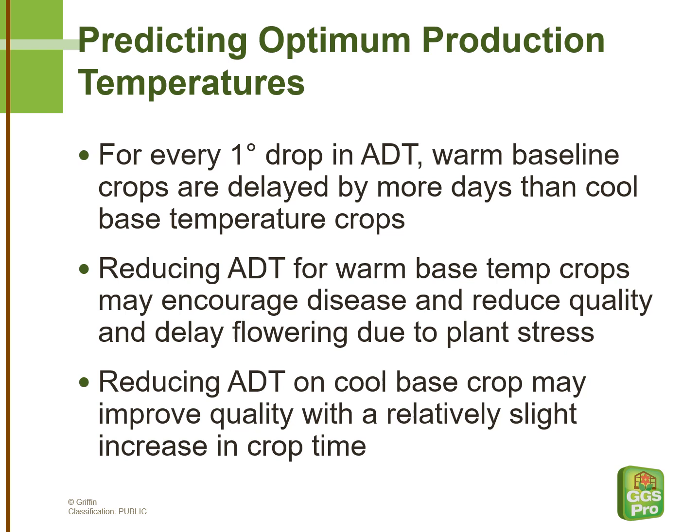So for every degree that we drop the average daily temperature for a warm baseline crop, this is the crop that needs warmer temperatures in order to keep growing, the crop is delayed by much more than a cool baseline crop. So let's talk about what that might mean. If we take a crop like flowering vinca, which, as you might imagine, is a warm baseline crop, for every degree we drop that temperature, there's going to be a substantial penalty in terms of the number of days to get that crop to harvest.